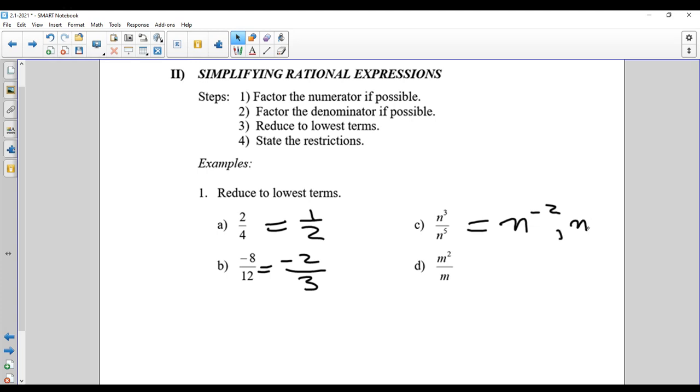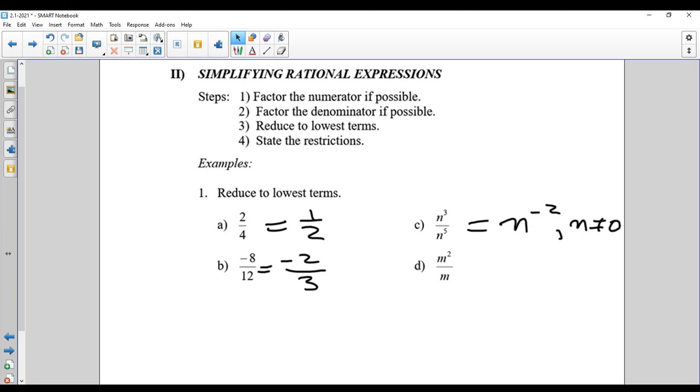So you also have to say n cannot be equal to 0. Here's your restriction right there. That's the value of n that we have to disallow and say, no, you can't use this value. You can use anything else you like, but not 0. Look at the next one.